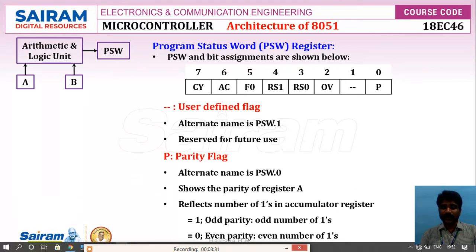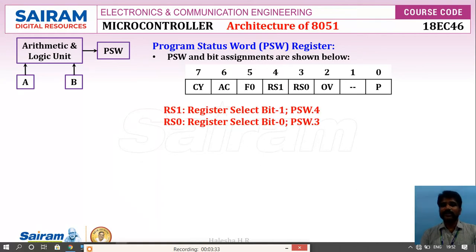And these 4 are conditional flags. Now we'll see 2 other unconditional flags. They are RS1 and RS0: register select bit 1 and register select bit 0. In 8051 we have 32 working registers and they are grouped into 4 register banks. To select one among the 4 register banks, we use RS1 and RS0.